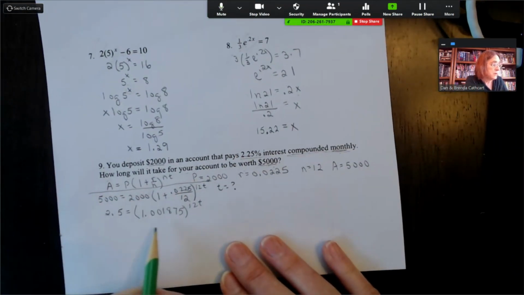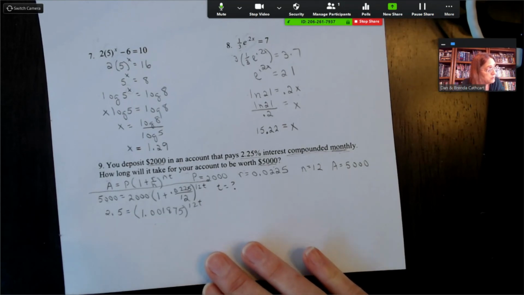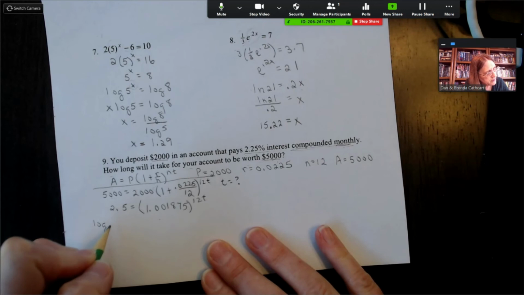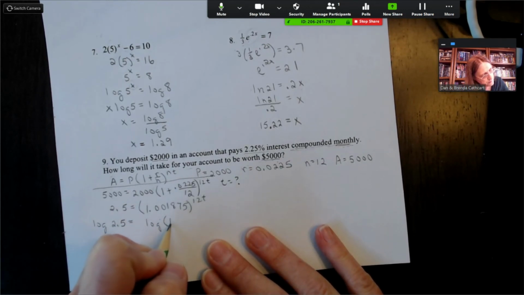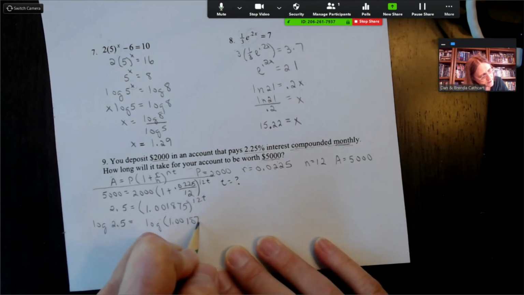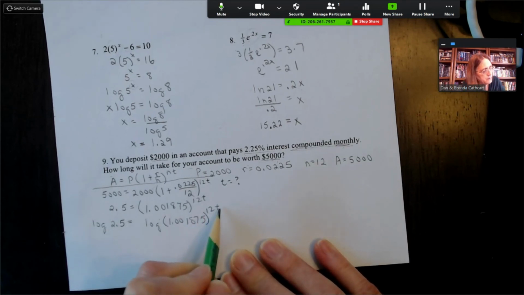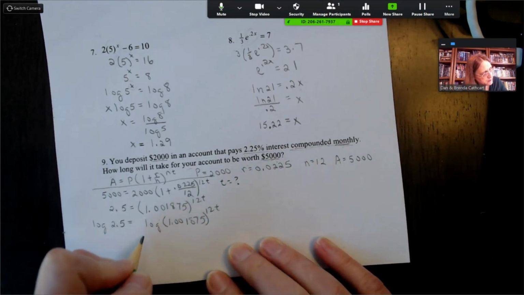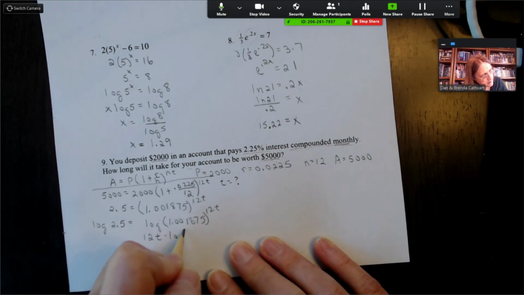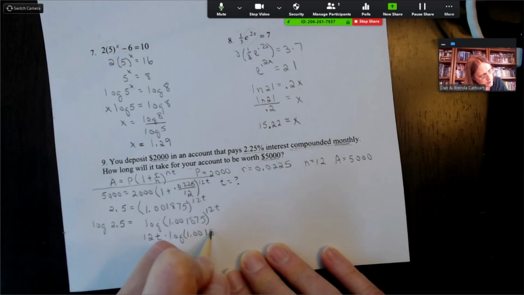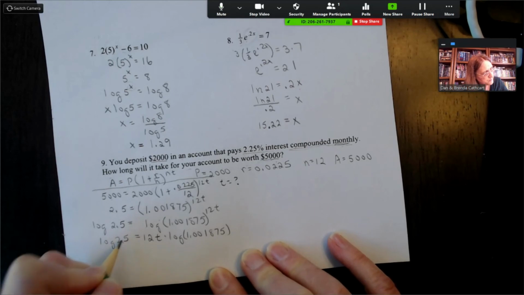Okay, so now that I have the exponential part by itself, I'm going to take the log of both sides. We can do log base 10 if we wish. So log of 2.5 equals log of 1.001875 to the power of 12t. Using the properties of logarithms, this exponent comes down in front to become multiplication. So we have 12t times the log of 1.001875 equals the log of 2.5.